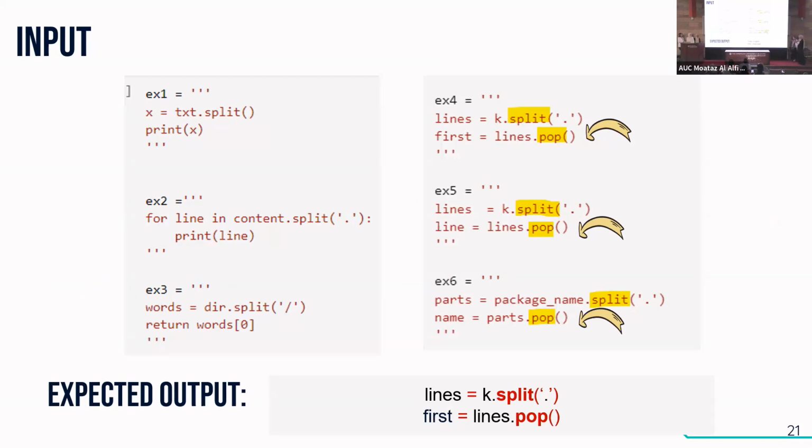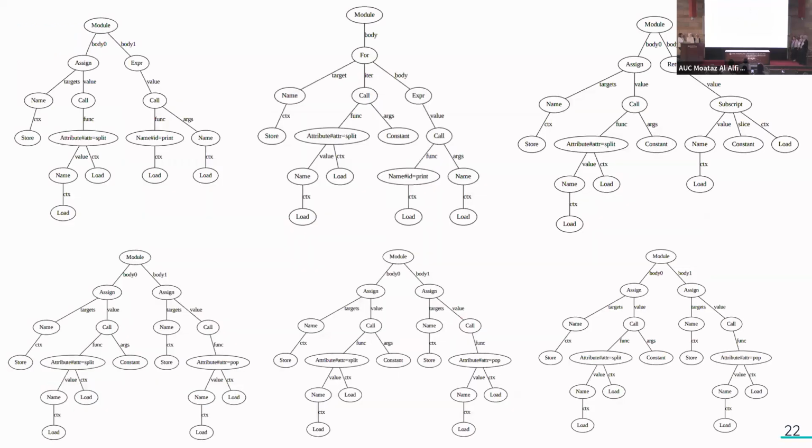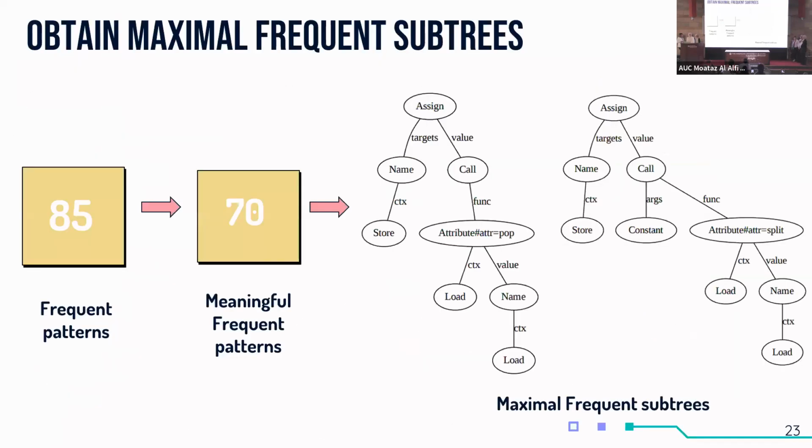So to achieve this final output, we generate an AST tree for each of the 6 code snippets, and we abstract it from any variable names or parameters in order to maximize the pattern generated by the GSpan tool. Next, for this specific example, the GSpan tool produced around 85 frequent patterns, from which we remove any patterns that do not contain API names, because they would generate meaningless code. So we end up with 70 meaningful frequent patterns.